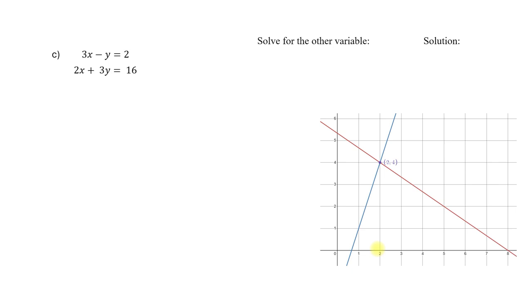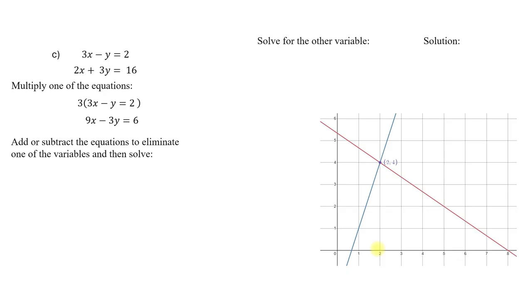Our next question gives us two equations, 3x minus y equals 2, 2x plus 3y equals 16. It looks like it would be easiest to multiply the top equation by 3 so that our y's match up. So we'll do that. 3 times 3x minus y equals 2 will give us 9x minus 3y equals 6.